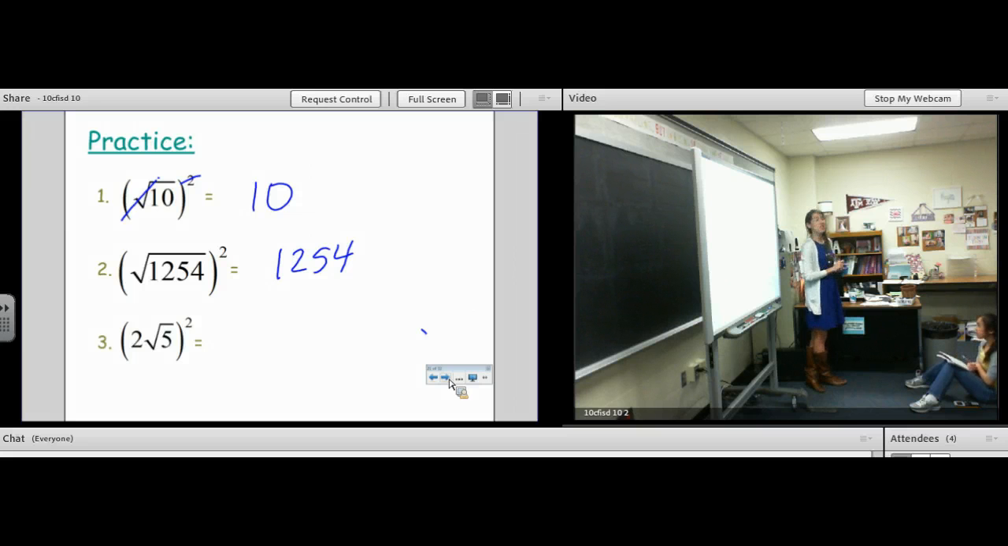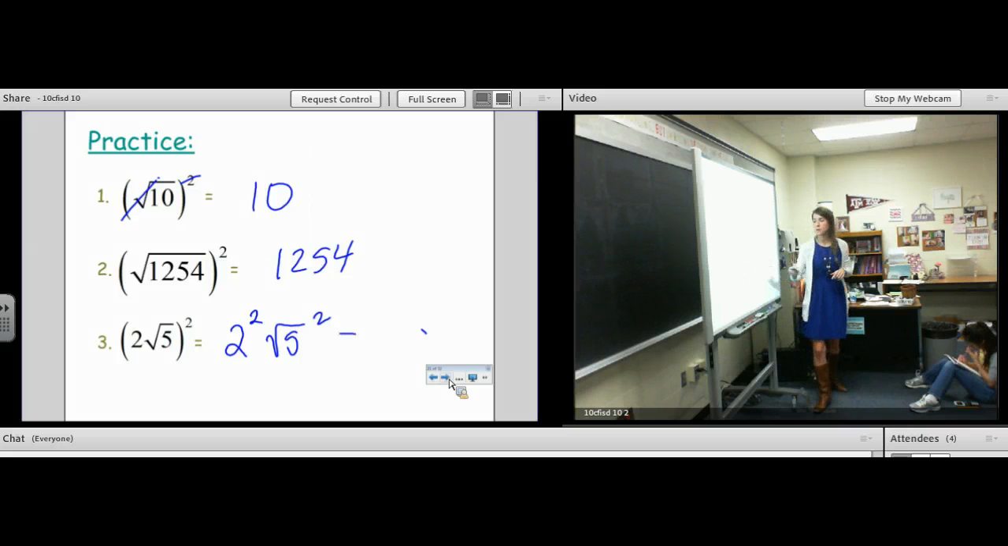Okay, so it's really important on number 3 to not forget the 2, because the 2 gets squared as well, so you don't want to leave the 2 out. So I would rewrite this one as 2 squared, square root of 5 squared. Do it. Rewrite it in your notes, because you're going to get it wrong.